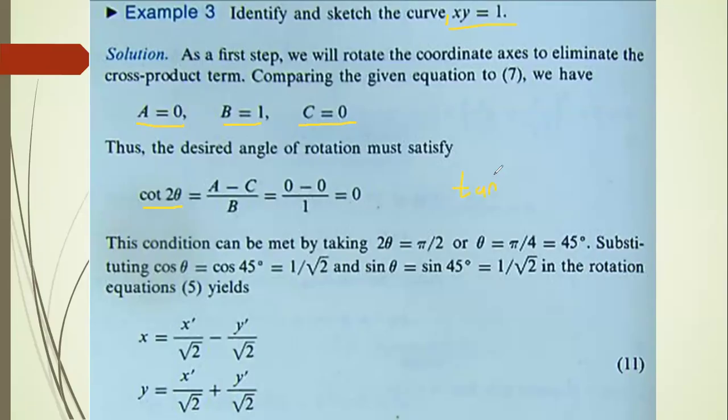Tan inverse of 1 over 0, tan 0, sorry. And we would have gotten 2 theta equal to pi over 2, and theta equal to pi over 4, because it's 2 theta, which is 45 degrees. And we substitute cos theta equal to cos 45, which is 1 over root 2, and sine theta, which is sine 45, which is again 1 over root 2, in the rotated equations.